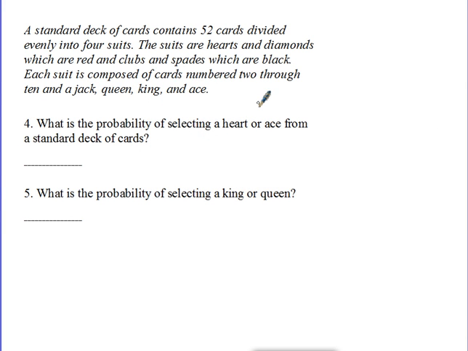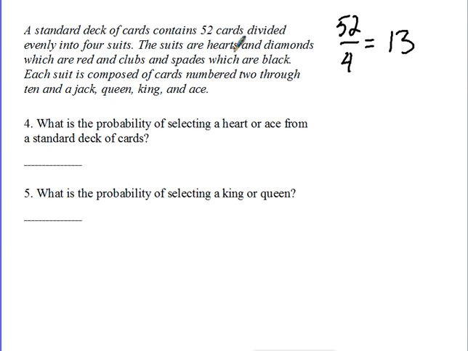A standard deck of cards contains 52 cards divided evenly into 4 suits. So if the cards are divided evenly into 4 suits, 52 divided by 4 would mean that there are 13 cards of each suit. The suits are hearts, diamonds, which are red, and clubs and spades, which are black. So half the cards are red, half the cards are black.